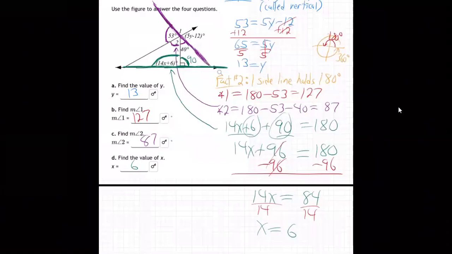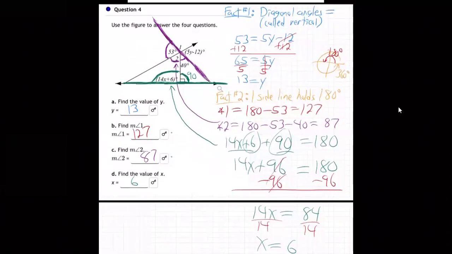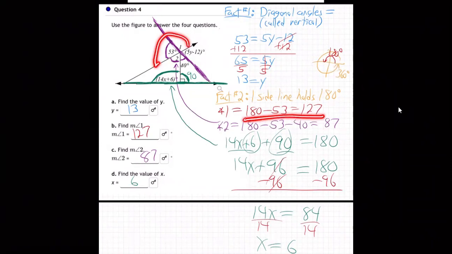So we had to use really two different facts throughout this problem. The first fact was that diagonal angles are equal. They're called vertical angles. So that means this one and this one were equal, and I could solve for y. And then the second fact that we used repeatedly is that one side of a straight line holds 180. So I did that for angle 1. These two had to hold 180, so I took 180 minus the 53 to find angle 1. Then angle 2, these three all had to total 180, so 180 minus the 53 and the 40 to get angle 2.